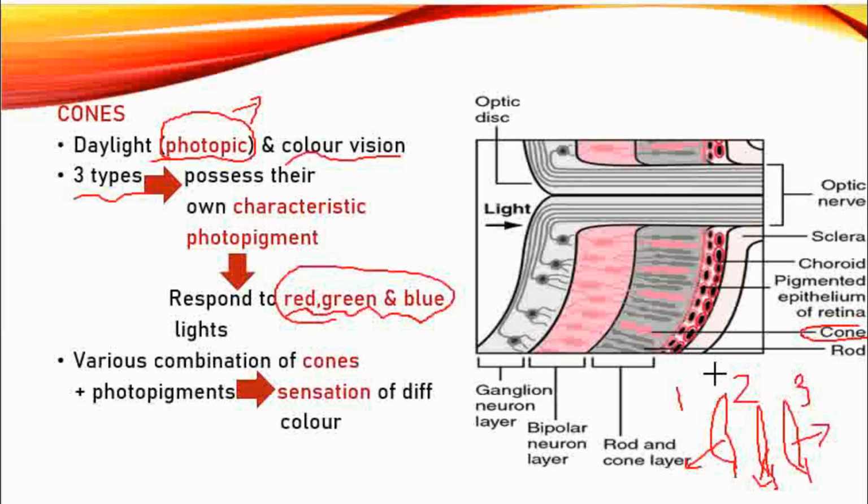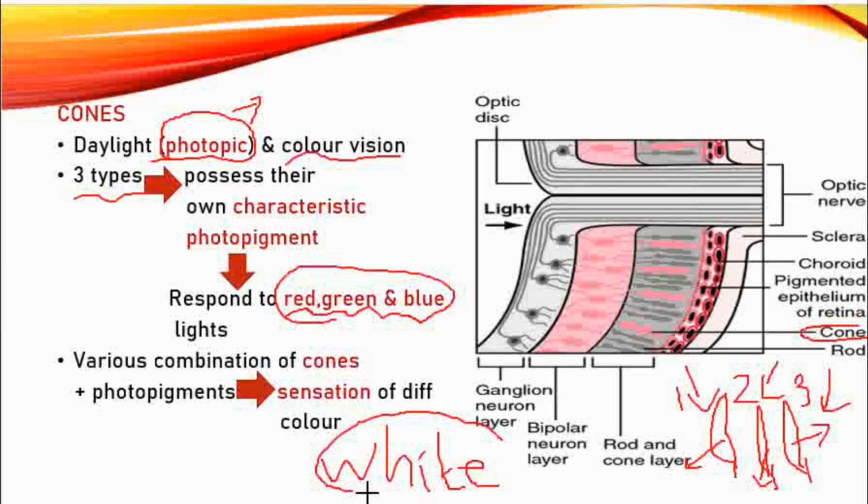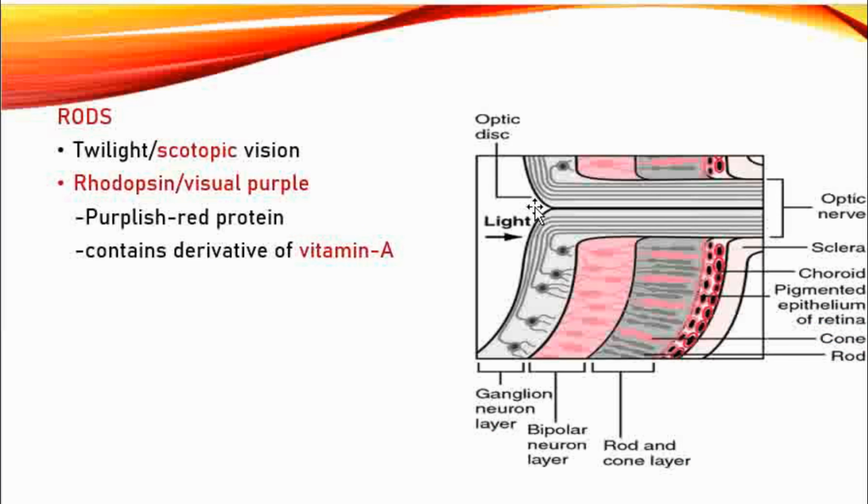It gives us the sensation of different colors. So the colors we see appear different because of this. Okay? So these three types of cones, if all of them are equally stimulated, then white light is produced. So when the cone cells are equally stimulated, white light is produced. Okay. So next, we'll see about the next cell, the rod cell.